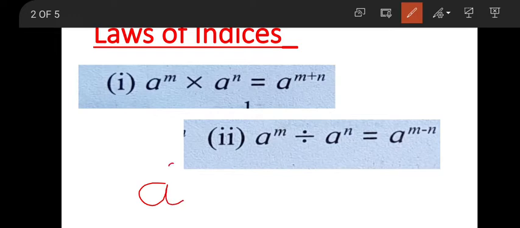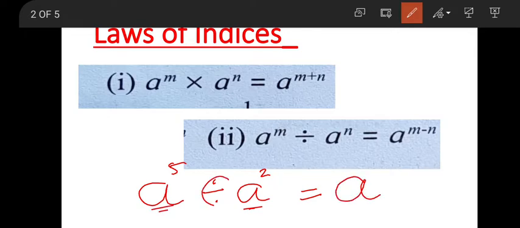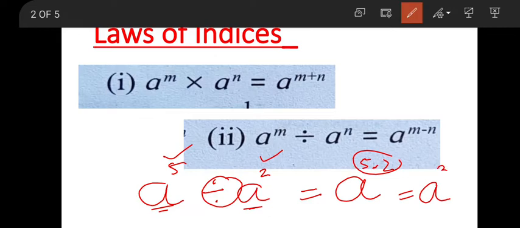For example, a raised to 5 divided by a raised to 2. See what will be the answer. Here the bases are common, so I'll write the base once. There is a division sign in between, so their powers will be deducted. It means 5 minus 2. How much will it be? a raised to 5 minus 2 is equal to 3. Okay, so a raised to 3.